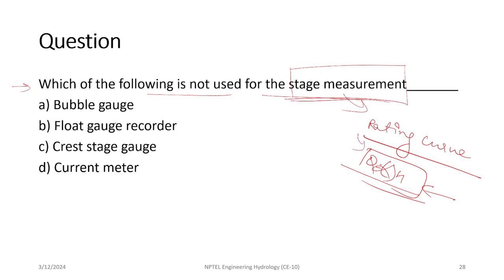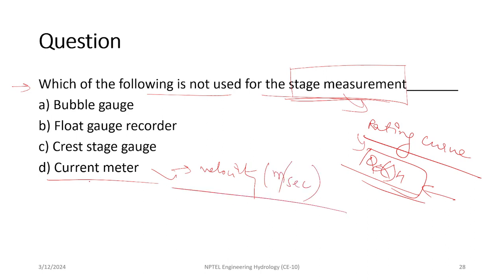And now it is asking what are the methods through which we cannot measure the stage? Balamurgan says it's current meter. Yes, current meter. Okay, so current meter is what? For what purpose are we using the current meter? What is it measuring? Velocity of flow. Yes, ma'am, you are right. So it is measuring velocity in meters per second.